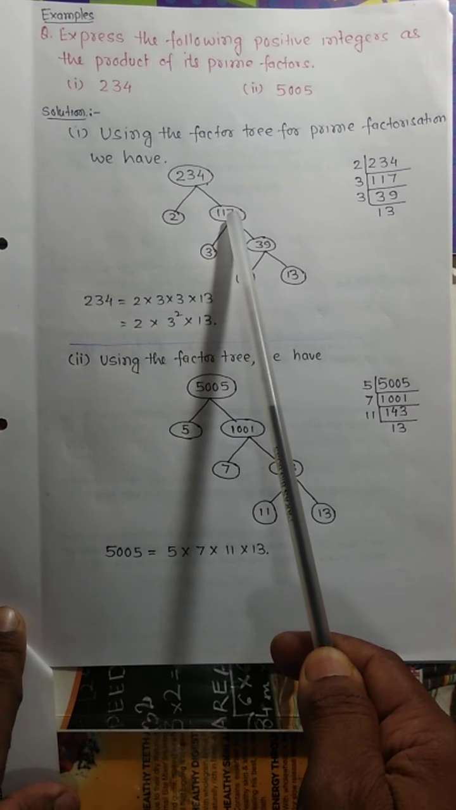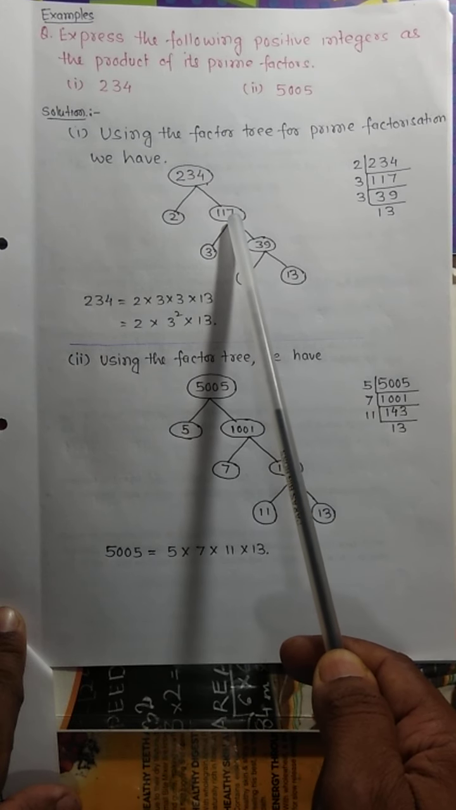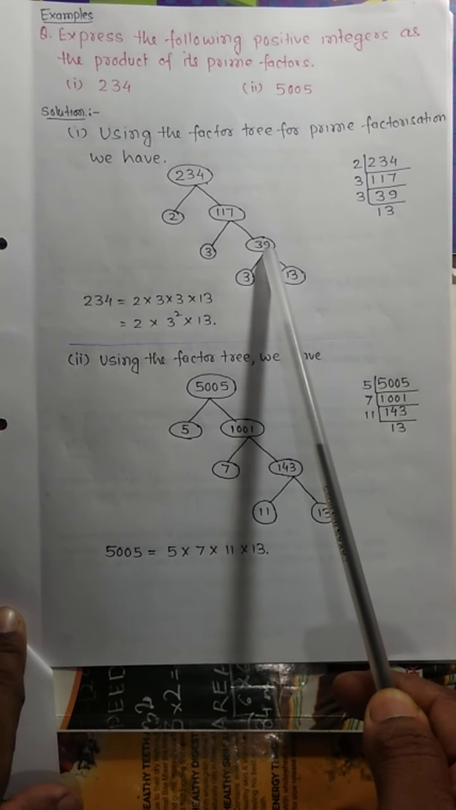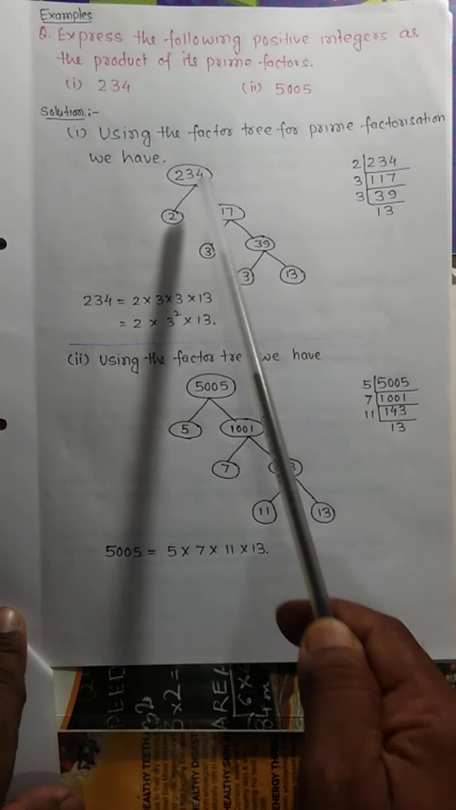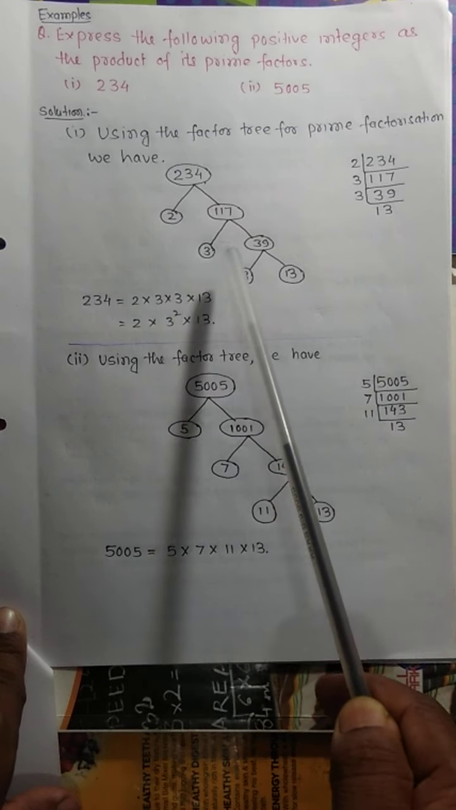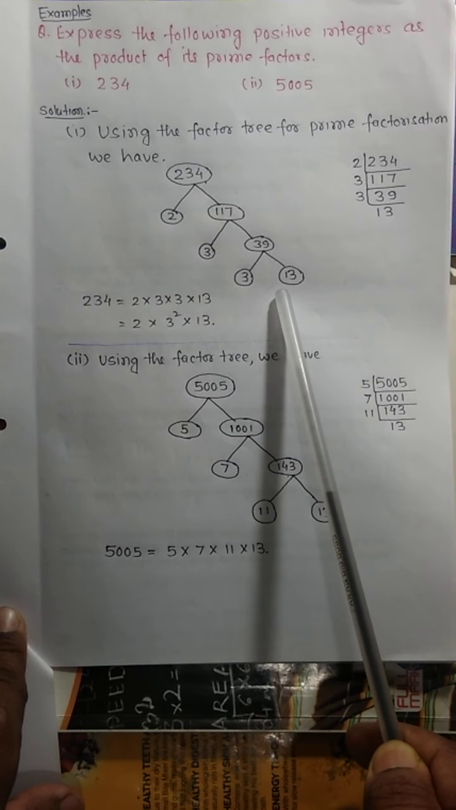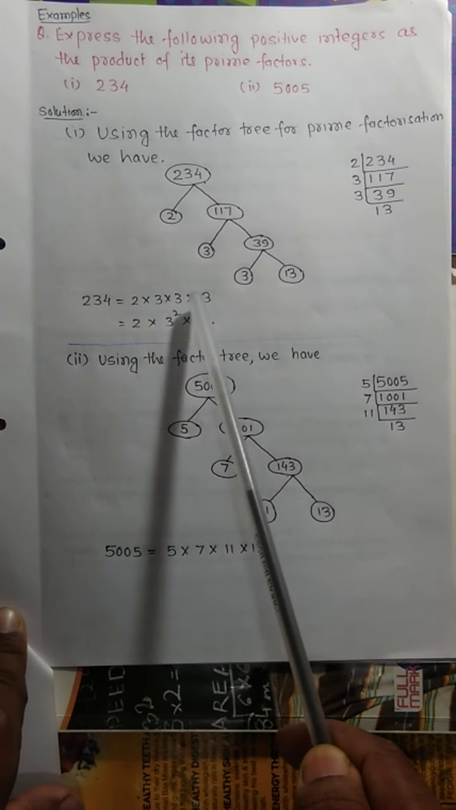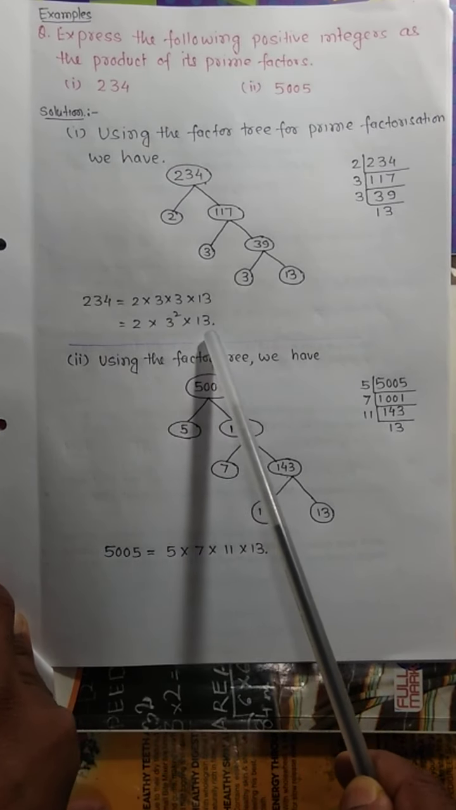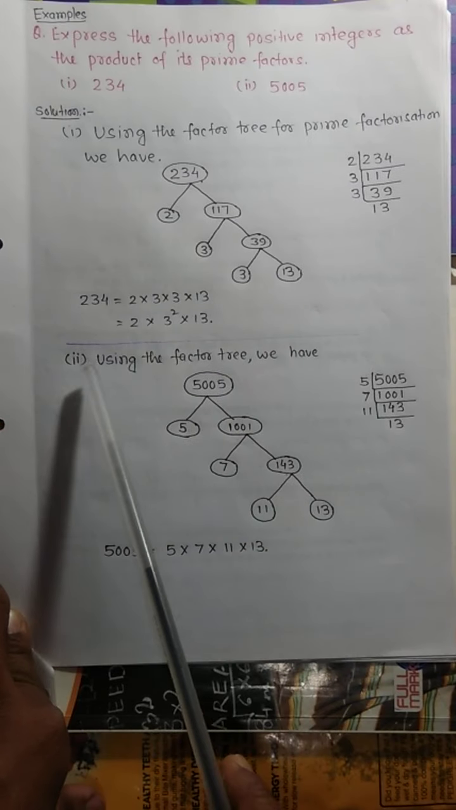Now 117 is not a prime number, so it can be factorized again as 3 multiply 39. 39 is not a prime number, so it can be factorized again as 3 into 13. So the prime factorization of 234 is 2 multiply 3 multiply 3 multiply 13, that is 2 multiply 3 power 2, or 3 square, into 13.